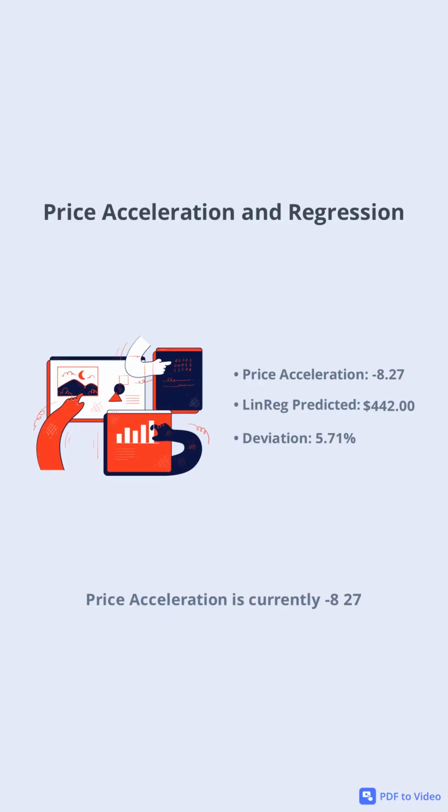Price acceleration is currently minus 8.27, indicating a slight deceleration in the recent uptrend. Linear regression analysis shows a predicted price of $442, with a deviation of $25.26 or about 5.71%. This suggests that TSLA is trading above its regression trend, which could mean the stock is temporarily overextended.